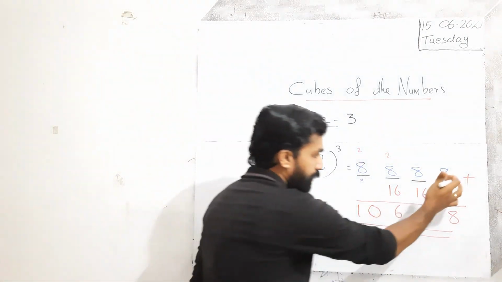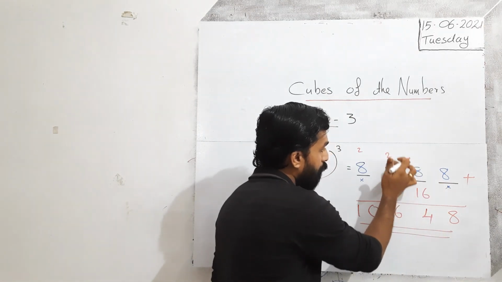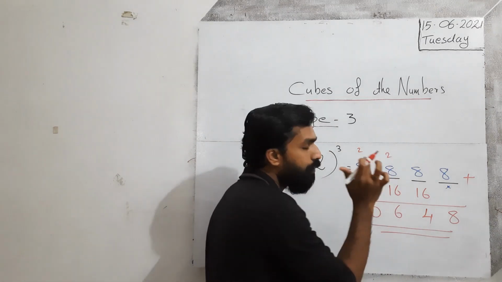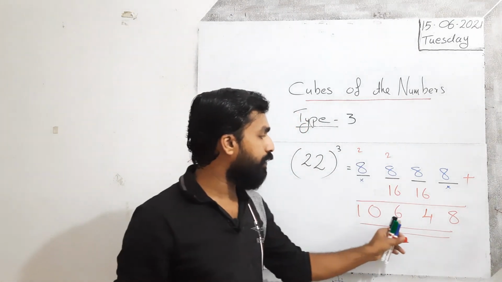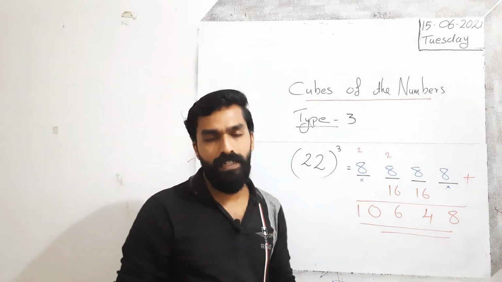Addition only: 8, 8. 16 plus 8 is 24, 2 here. 8 plus 2 is 10, 10 plus 16 is 26, 2 here. 8 plus 2 is equal to 10. So the answer is 10,648. So these are some special types.